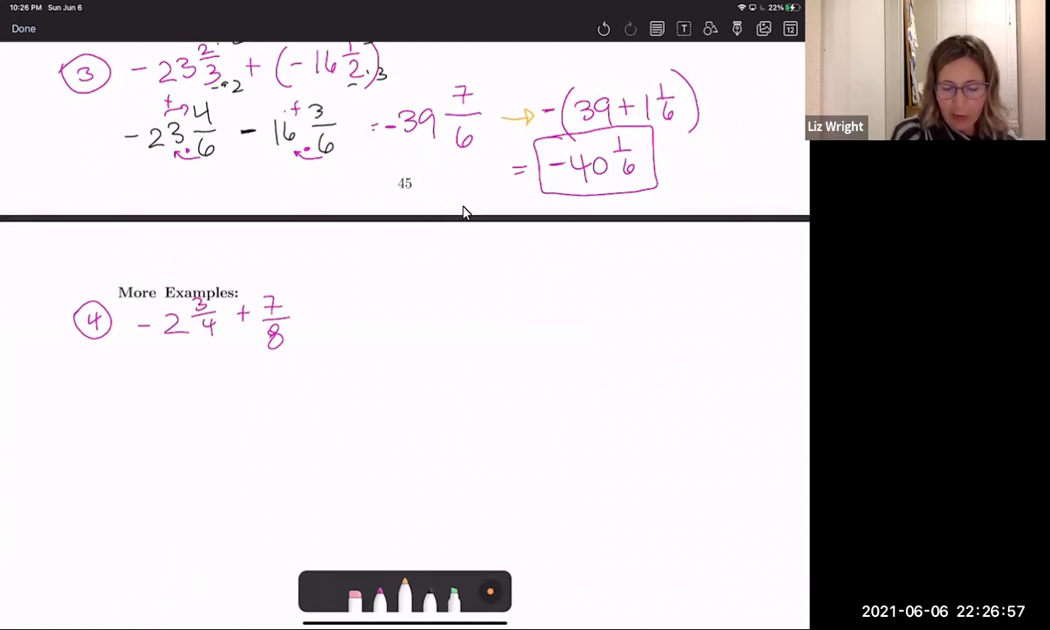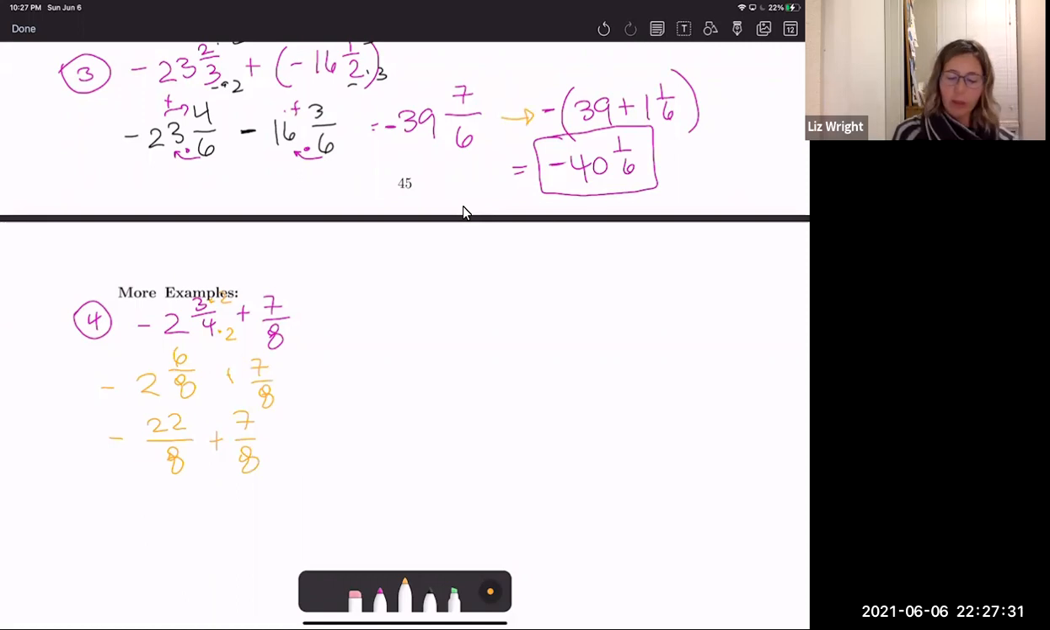So I look at this and say, okay, I've got my denominator 4. I can multiply it by 2, and I'll get a common denominator. And then I'm going to get negative 2 6/8 plus 7/8. I'm going to change this into improper fractions this time just to show you guys. So 8 times 2 is 16. 16 plus 6 is going to give us 22 over 8, and that's going to be negative. And then I'm going to add 7/8 to that.